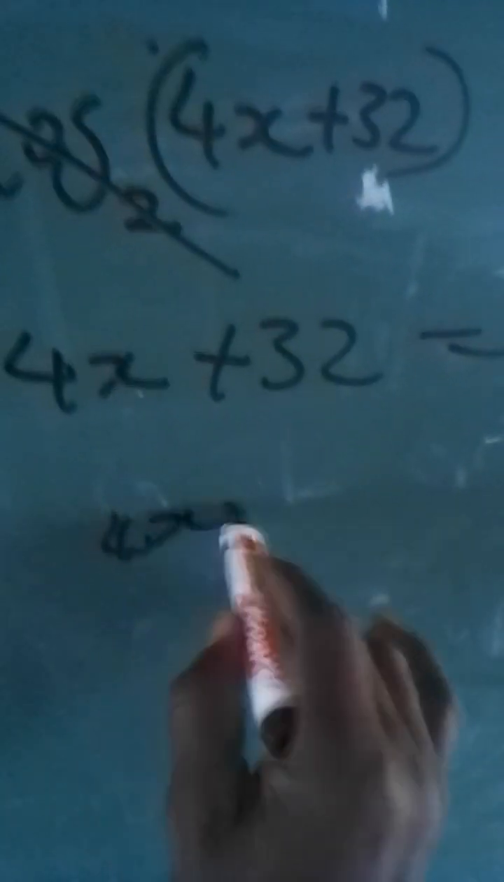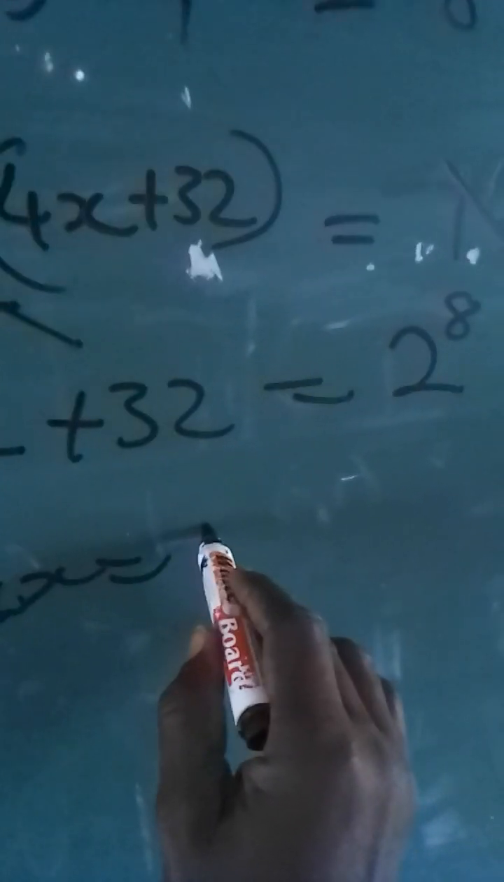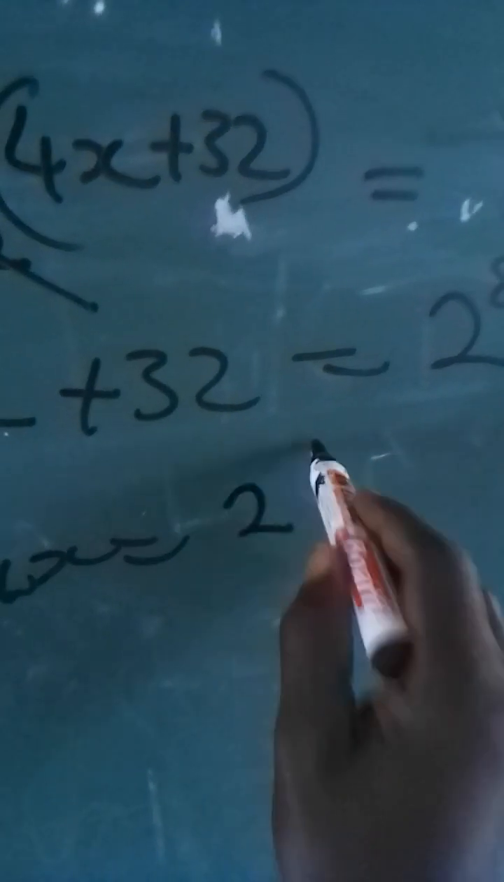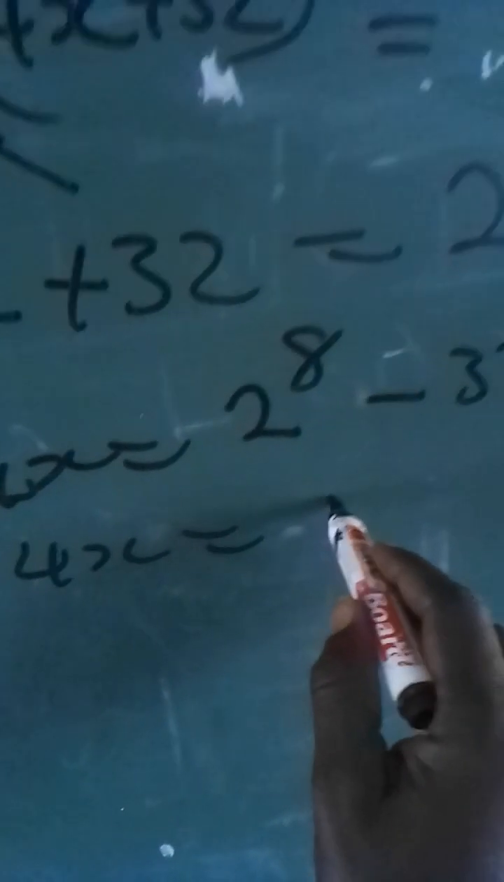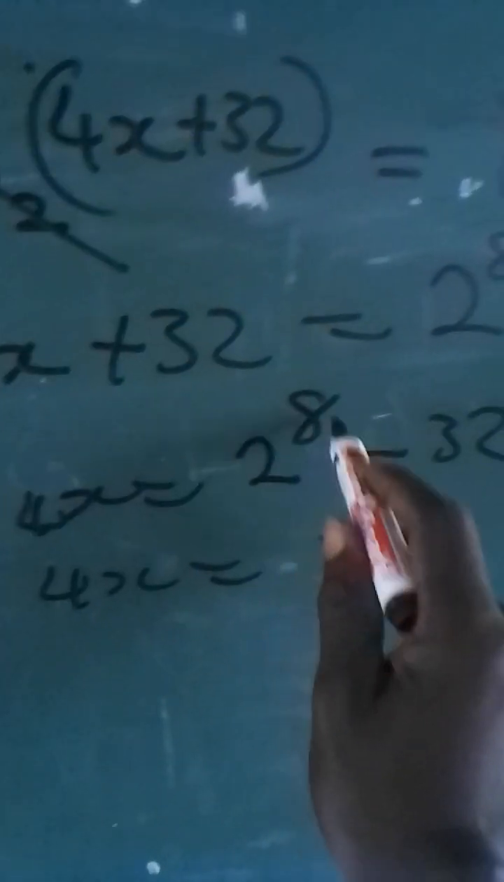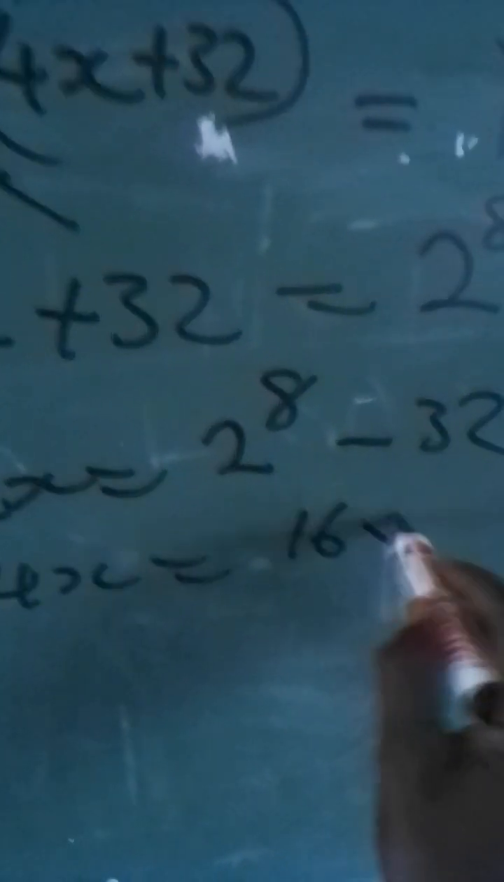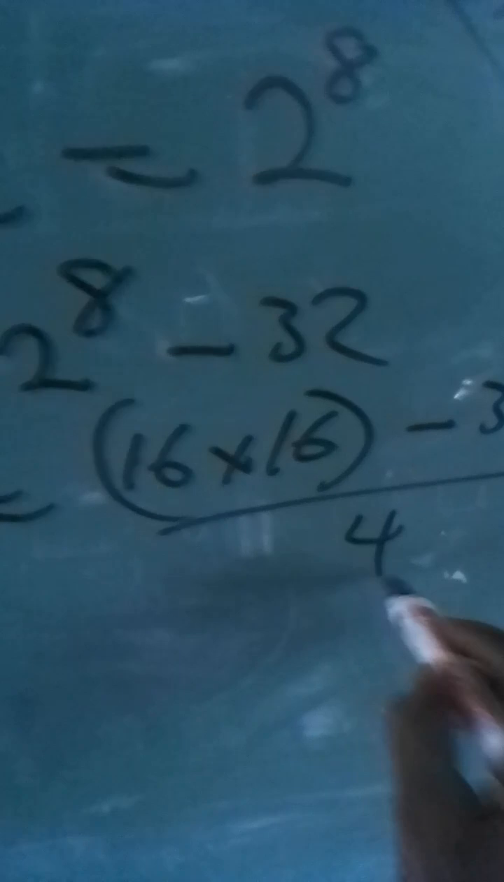Then 4x equals 2 raised to the power 8 minus 32. 4x equals 2 raised to the power 4 is 16, times 16 minus 32, divided by 4. So you can do that.